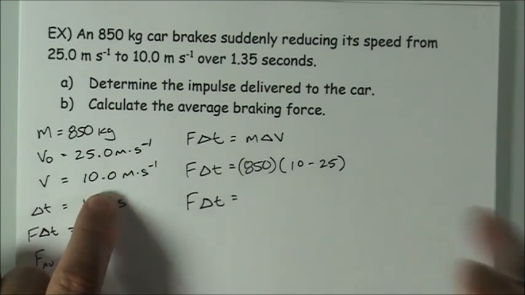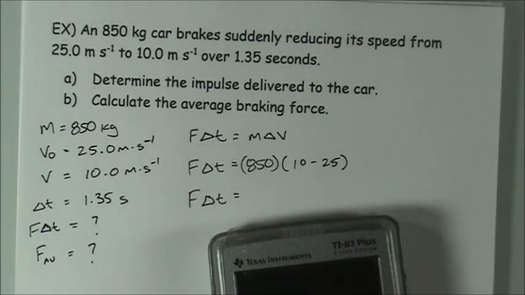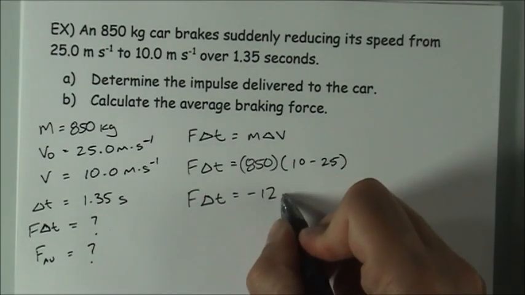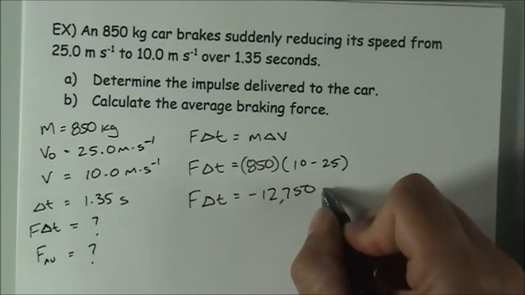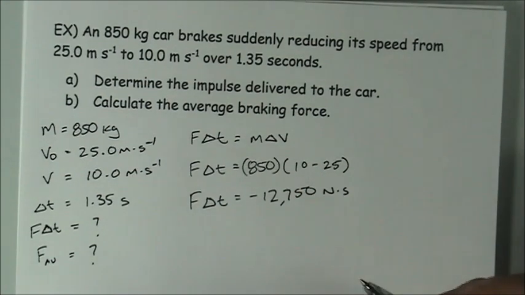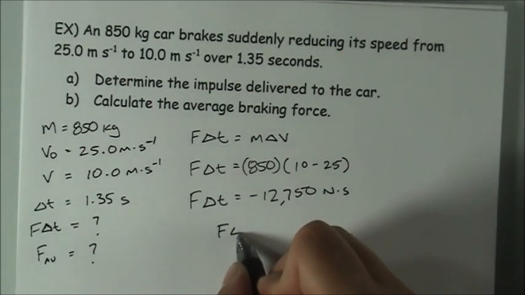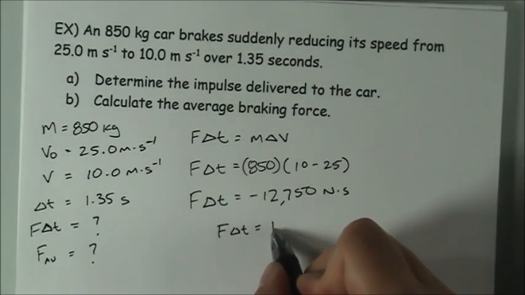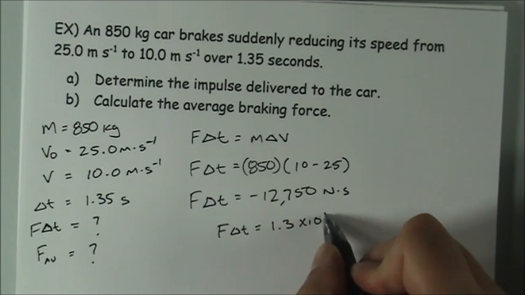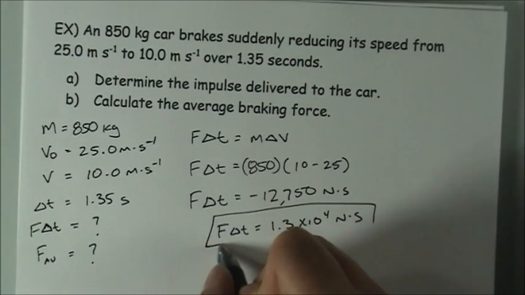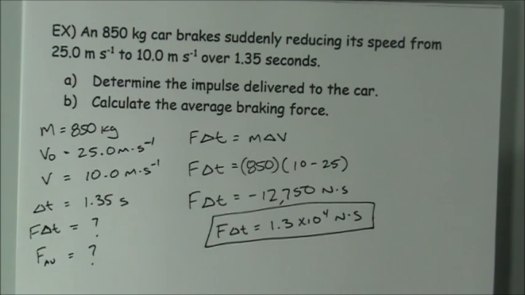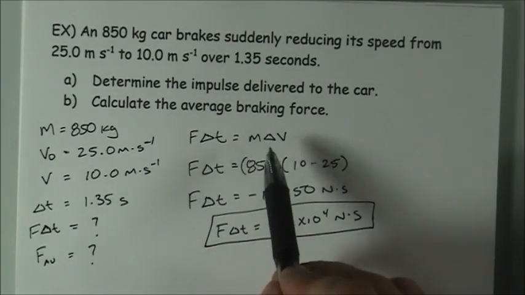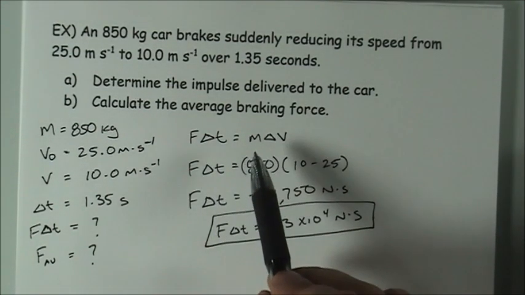to give me an impulse of negative 12,750. And again, this would be Newton seconds. I would stay consistent with the significant figures. That would become 1.3 times 10 to the 4 Newton seconds.